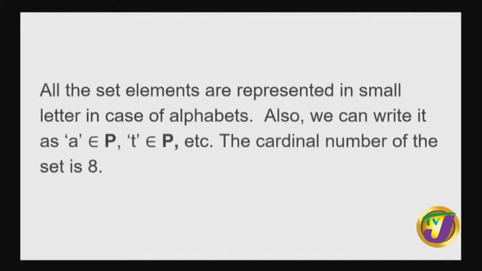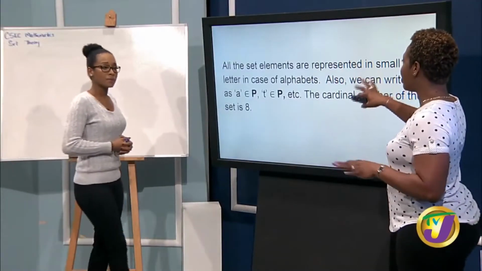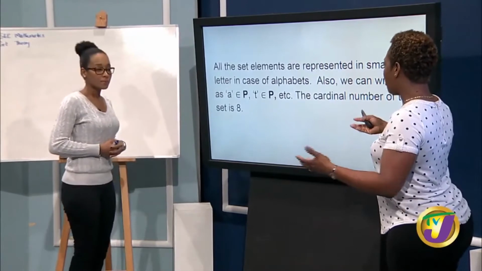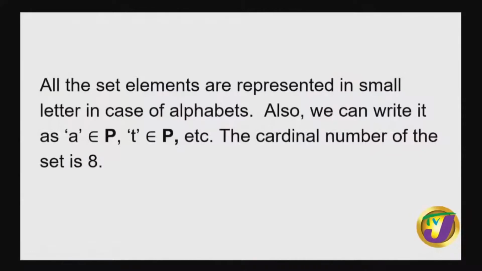So all the set elements are represented in small letters in the case of alphabets, which we looked at earlier when we were listing the elements in set P. Also, we can write it as A is an element of set P, T is an element of set P, etc. We could say M as well is an element of set P. And just to reinforce what you said, the elements are in lowercase, and we name the set using a capital letter. So when we're doing set builder notation, the members or the elements are always in lowercase, so you don't make a mix-up with the name of the set.